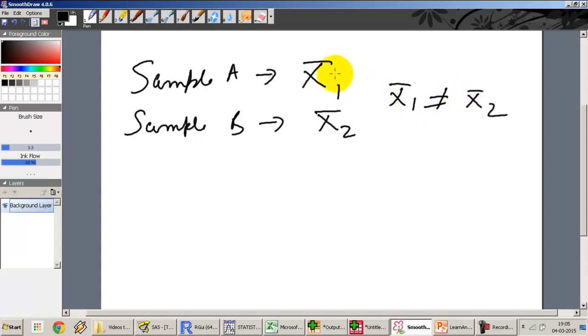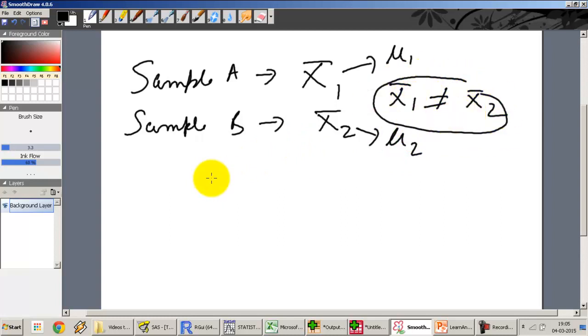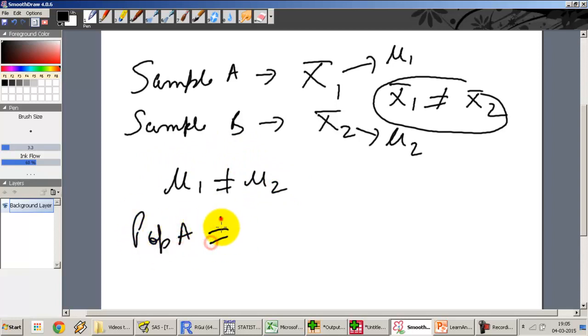And sample A comes from a population which has got mean mu1, and sample B, which has got a mean of x bar 2, comes from a population which has got a mean of, let's say, mu2. Now just because x bar 1 is not equal to x bar 2, can we say that mu1 is also not equal to mu2, or that population of A is different from population of B? Are we sure, or are we 95% sure?